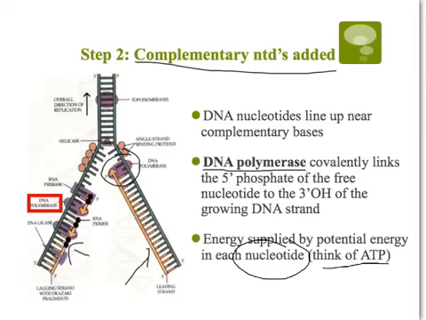Now, this process is a little more complicated than we've talked about already, because DNA polymerase is kind of tricky, because it can actually only add a nucleotide to the 3' end of the growing strand. So in other words, it can actually only build a strand from 5' to 3'. So that's going to complicate our situation. Just keep that in mind, and we'll talk a little bit more about it in a second.